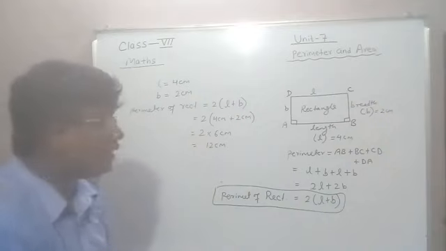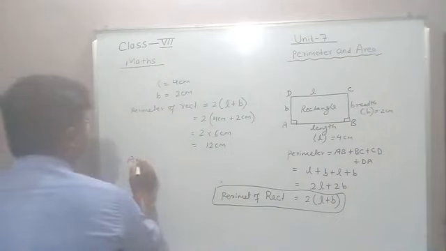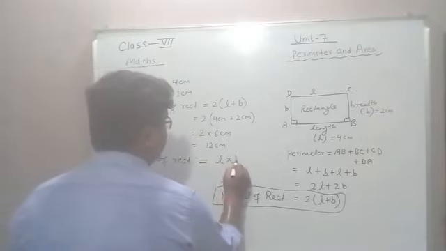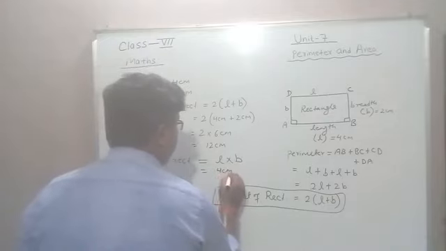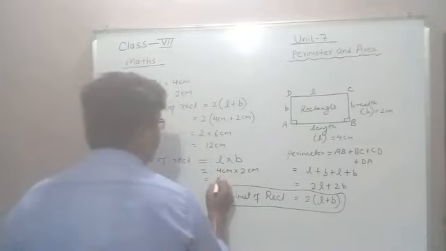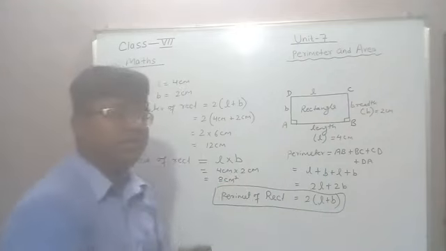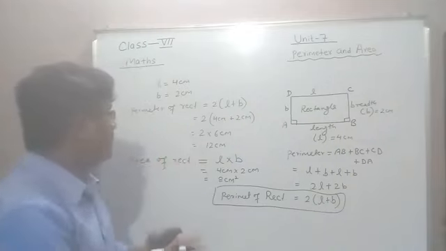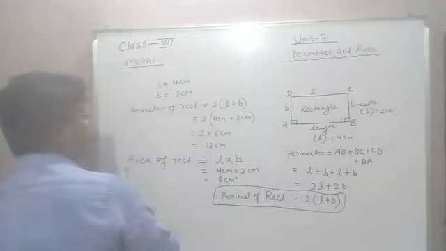Is it clear? Now if we talk about area, what is the formula to find the area of a rectangle? Area of a rectangle is length into breadth. Length is 4 centimeter and breadth is 2 centimeter. So what will be the area? 4 times 2 is 8 square centimeter. The unit of area comes in square. In this way you can calculate the area and perimeter of a rectangle. Now let's see for a square.